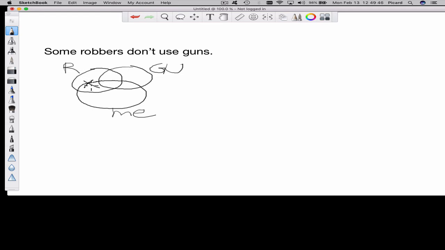The robbers that don't use guns. This X represents a robber that doesn't use a gun. Do you know whether they are or are not a meditation expert? Because both of these carets represent somebody who is a robber that doesn't use a gun. That's what the statement told me. Some robbers don't use guns. There's somebody here inside of the robber circle that isn't a gun user, for sure. But I don't know whether they are or are not a meditation expert.